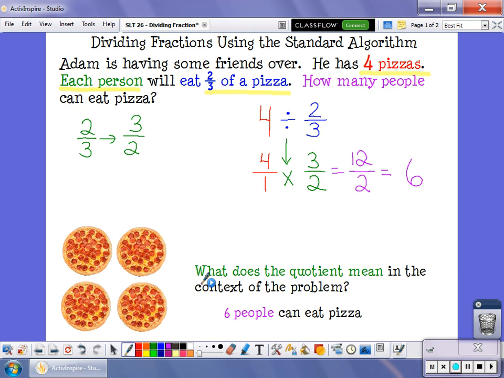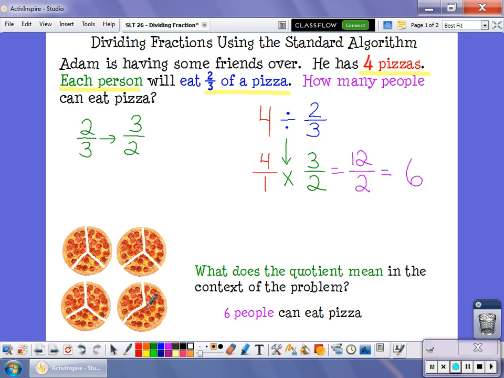Now, if you want to show it, we can show it with a picture here. So let me take these pizzas. I'm going to divide each pizza into thirds. That doesn't show up so well. Let's try it in yellow. Let's try it in white. I'll divide each pizza into thirds here. So here are my 4 pizzas. I'm going to divide each one into thirds.